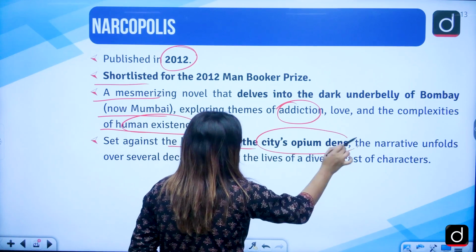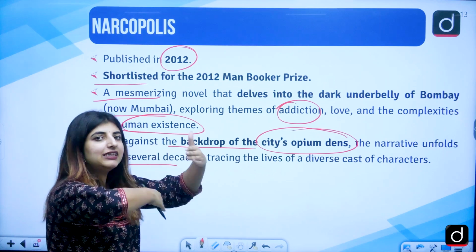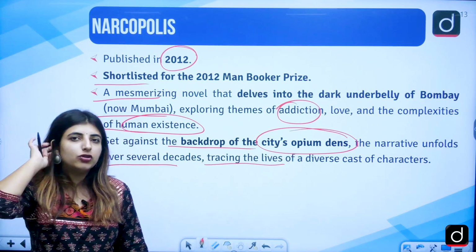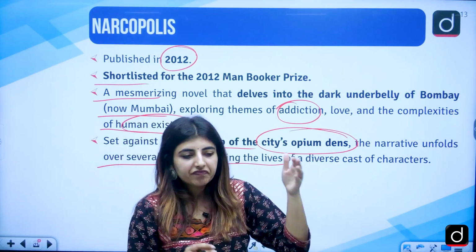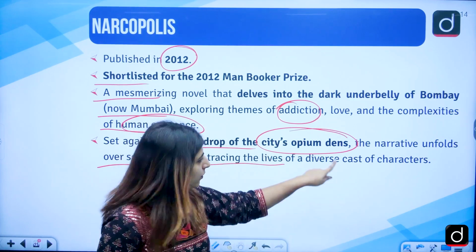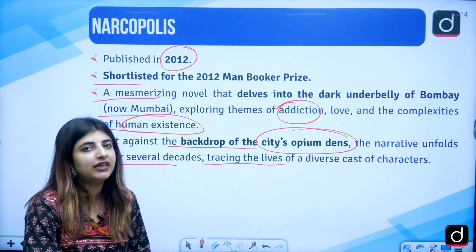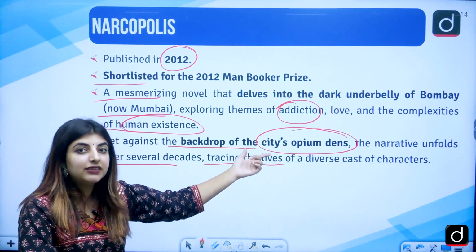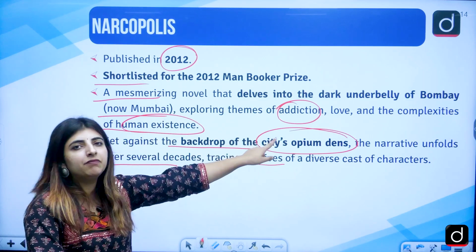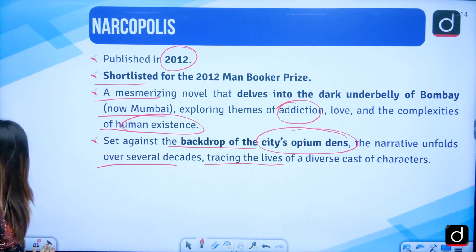Against the backdrop of the city's opium dens, the narrative unfolds over several decades as the story keeps on moving forward, tracing the lives of a diverse cast of characters. So the characters also develop with time. And we see, as the novel proceeds further, how in these opium dens, where drugs are circulated, the characters deal with those things, the human existence that he talks about here, and the complexities, how they deal with love, how they deal with the addiction that they have, correct?